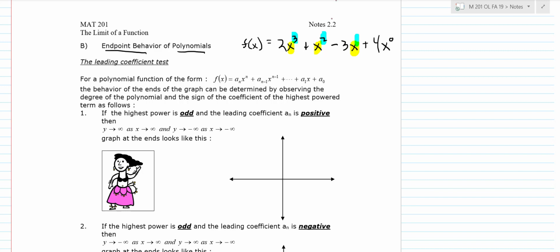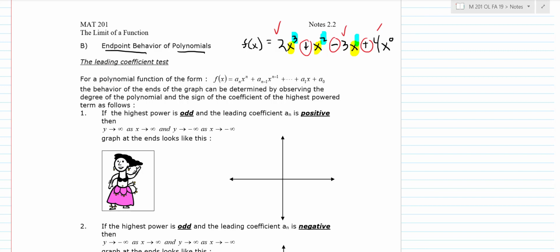And what you always have is these things are separated with sums and differences, and you can have coefficients. You can have any number you want in front of the variable x. So that's what a polynomial looks like. It turns out that the graphs have 4 different possibilities. We're going to learn what we call the leading coefficient test.